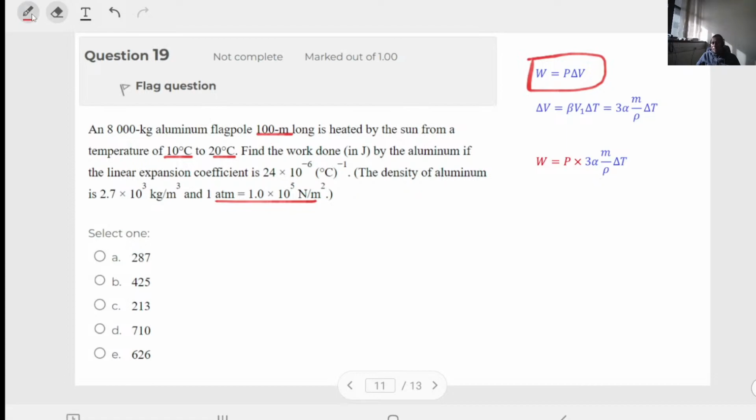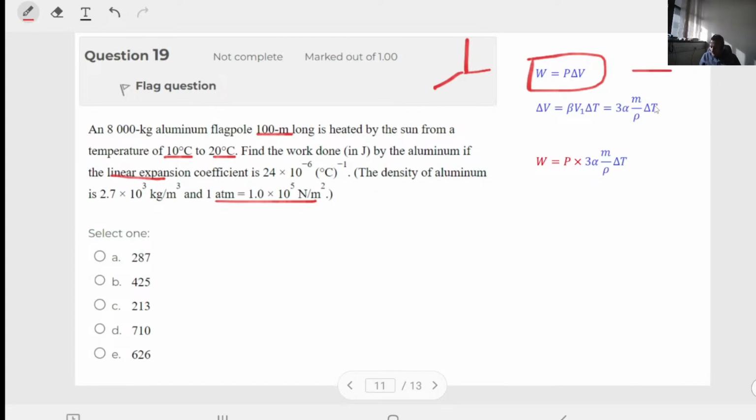So delta V is beta V naught delta T. Remember also here, beta is 3 times alpha, because what I'm given is only the linear thermal expansion, not volume. But of course you remember that along X, along Y, along Z, alpha, alpha, alpha are all the same, and that's where the 3 is coming from. Basically, beta is equal to 3 times alpha. Because volume is not given, I'm making an equation using the mass and density instead: instead of volume, I use M over rho.